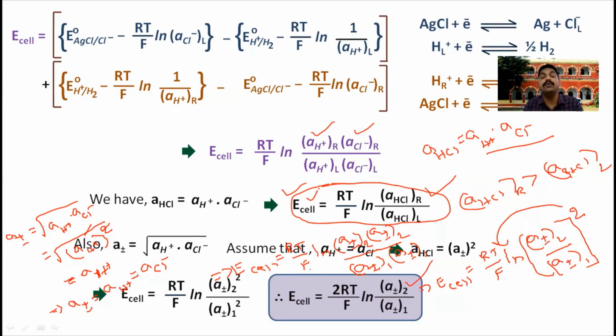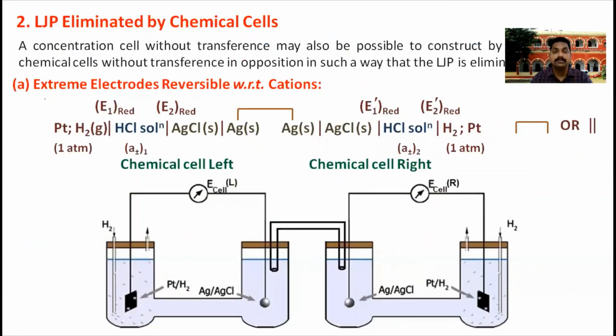So here how the extreme electrodes are reversible with respect to cations. So if you see here, what are the extreme electrodes? Hydrogen and hydrogen. So hydrogen electrodes are the extreme electrodes, which means what is the reaction here? यहाँ पर अगर left hand side हम देखेंगे तो यहाँ पर reaction क्या हो रहा है? Oxidation. इसका मतलब half H2 to form H plus left hand side concentration into electron.